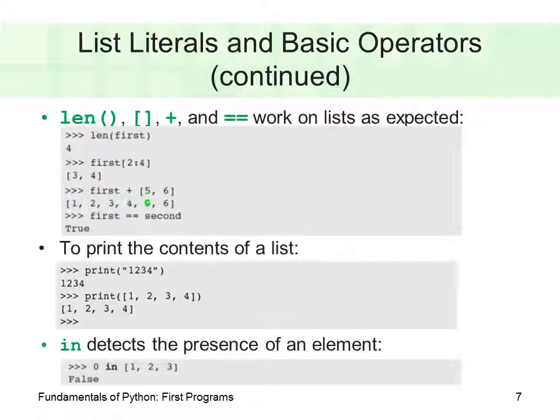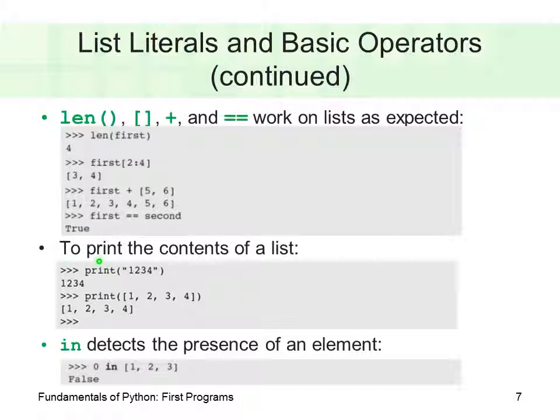First plus the manual list 5, 6 will give us the values 1, 2, 3, 4, 5, 6. So this is concatenation. When we formed first and second on the previous slide, we saw that they had exactly the same values. They were just created in different ways. So if we say first equals second, the answer will be true.